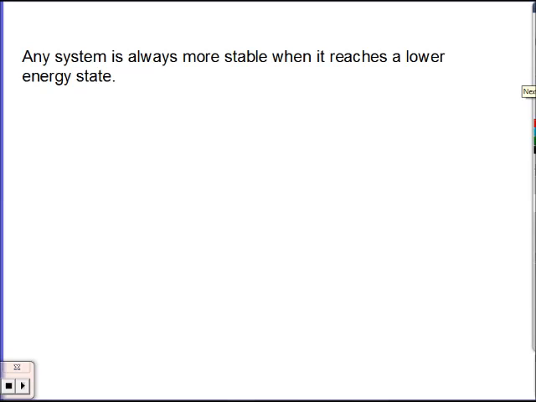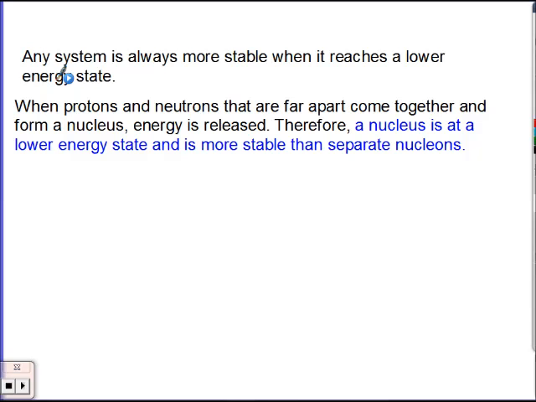Now we also know that in chemistry we've talked about several times what makes a system more stable. Systems become more stable when they release energy. It goes back to our chemical reactions. We're always looking for a negative delta H. We want it to become more stable, a lower energy state. This applies also to things like nuclear reactions.